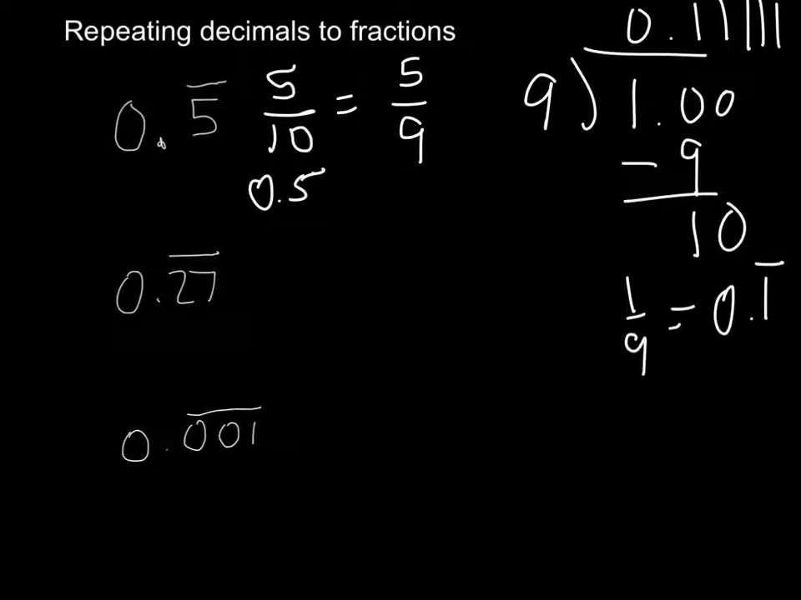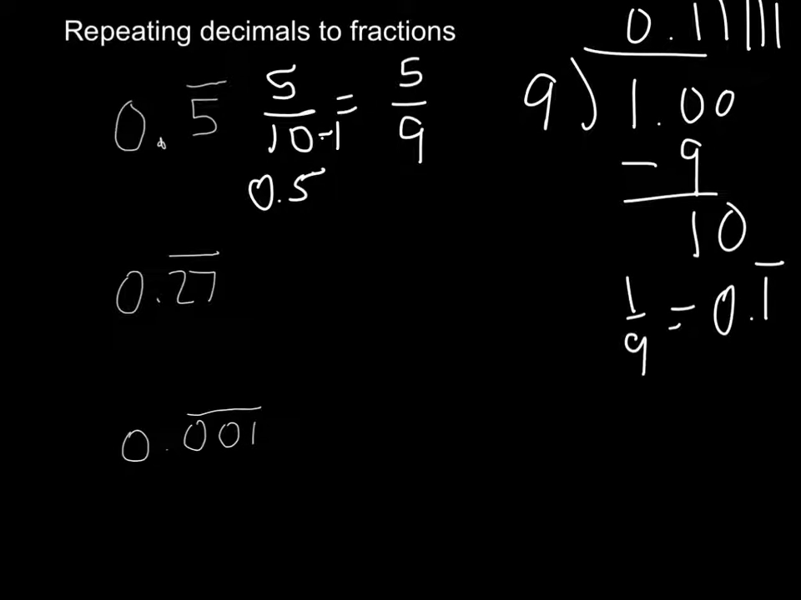One way to think about this is to think of the line on top of the 5 as a lazy 1, and then you have to account for that lazy 1 by subtracting 1 from the denominator, which is going to give you that 5/9.